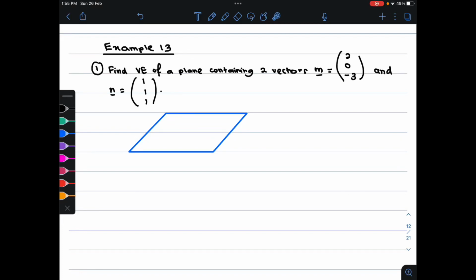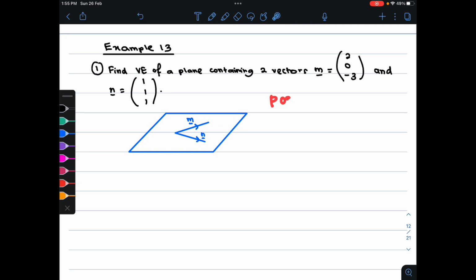Example 13, question 1. We need to find the vector equation of a plane containing two vectors. So this is my plane and I have vector m and vector n on this plane. Say that this is vector m and this is vector n. Note that here, this is just vectors, not position vectors.